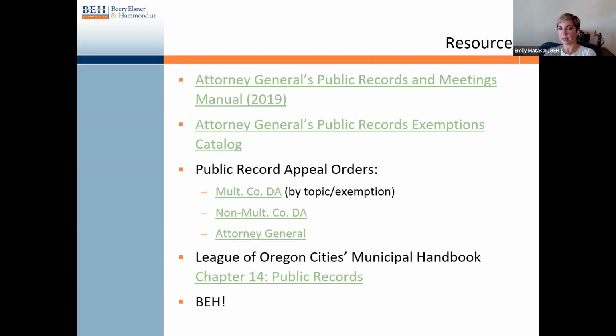And then I also have a resource page here, which I will briefly talk about, so that it includes the AG manual, the AG exemption catalog, and then the public record orders, many of them are now available online. So the attorney general's orders have been available for a long time, but the public records advocate compiled, I suppose, all non-Multnomah County DA opinions, and then Multnomah County posts their DA orders by topic and exemption, and those are extremely helpful if you want to see how the DA analyzes the personal privacy exemption or confidential submissions. Those are very, very helpful. These are hyperlinked. You can't see it here, obviously, but when we produce the presentation to you, you should be able to get them.